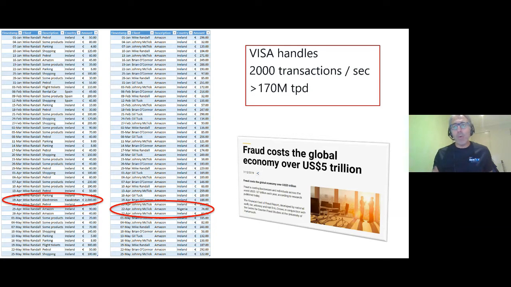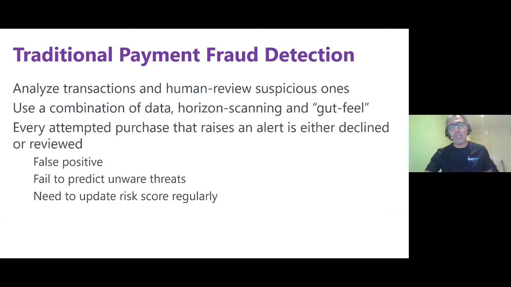Now, why is this still happening? Well, it's still happening because a lot of the institutions like Visa, MasterCard, PayPal, all the banks, are still very, very traditional in the way they try to detect payment fraud. They analyze transactions a little bit as we've done, with a human reviewing suspicious cases. So they use a little bit of horizon scanning as we have done before, looking into the list. Oh, let me see, a little bit of gut feeling, and they maintain some risk tables, manually maintained.